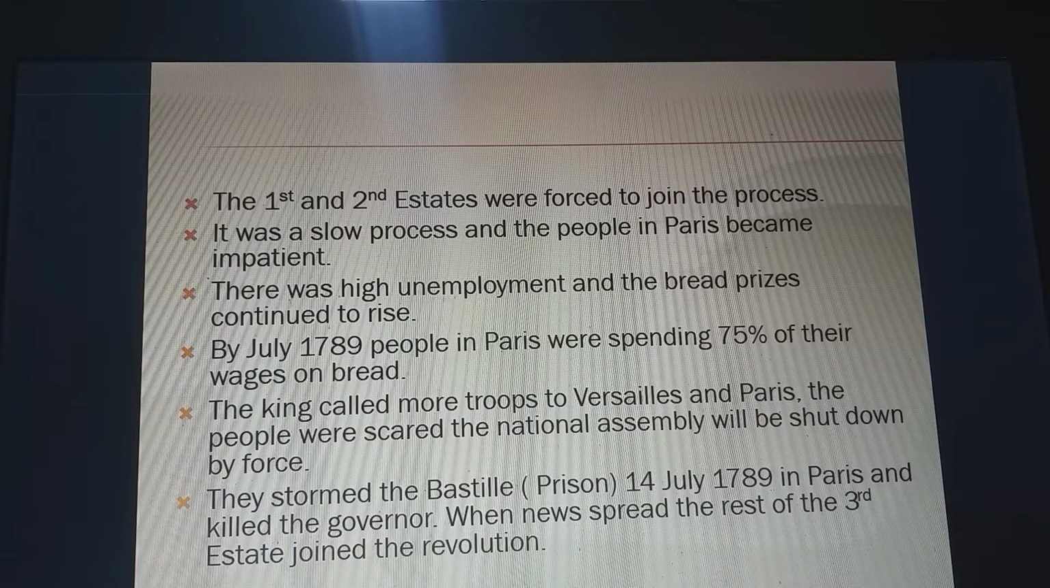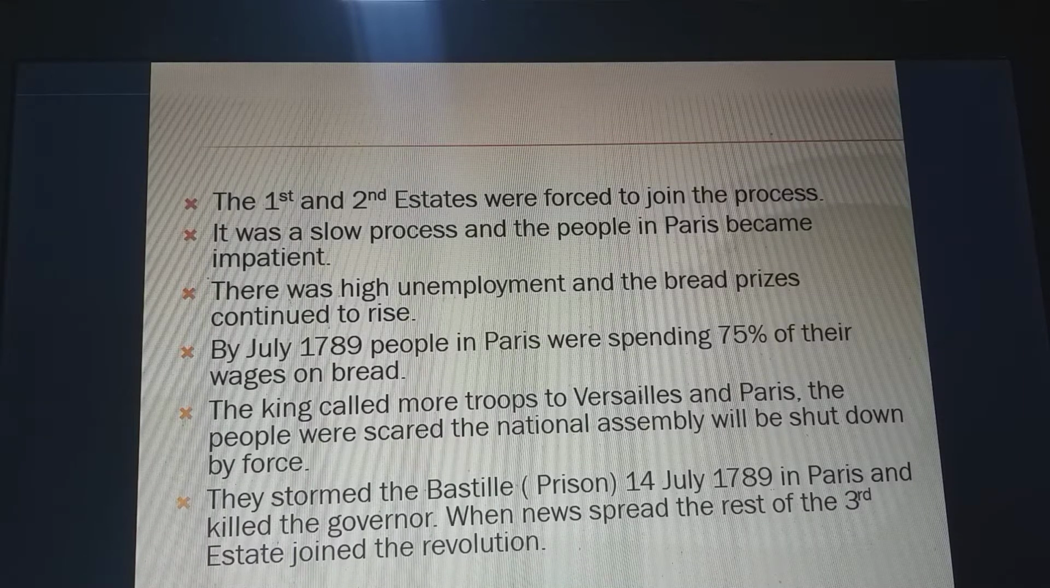And there was high unemployment at the time. The bread prices continued to rise, so there was unhappiness, and the unhappiness was starting to become a real issue. By July 1789, people in Paris were spending 75% of their wages, of their salaries, just on bread. That is how expensive everything became. And the king then called more troops to Versailles and to Paris. And the people were scared that the National Assembly would be shut down by force. So they then revolted. And that was the start of the French Revolution.